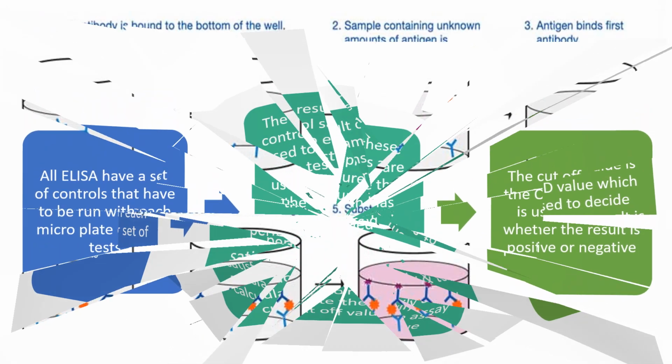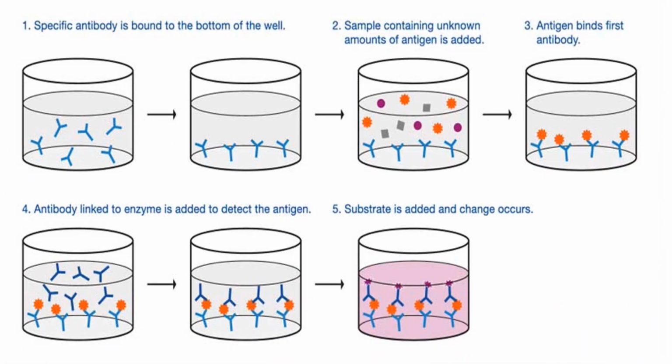So this is the diagrammatic representation. A specific antibody is bound to the well. Then a sample containing an unknown amount of antigen is added. Now the antigen binds with the antibody. If we are detecting antibody, then the plate is coated with the antigen, so the antibody binds with the antigen. An antibody linked to the enzyme is added to detect the antigen, and the substrate is added, and there you can see there is a color change.